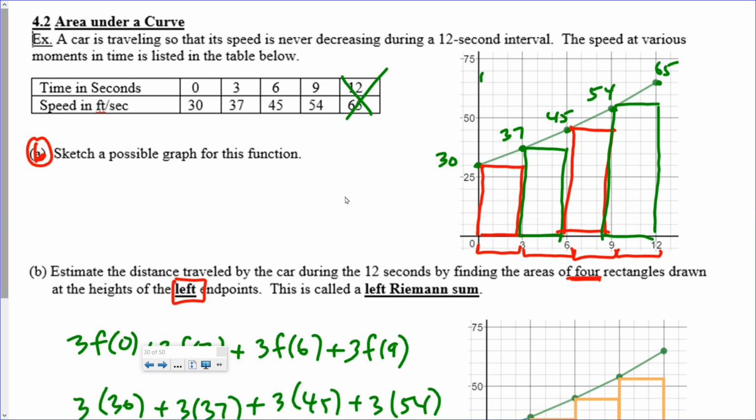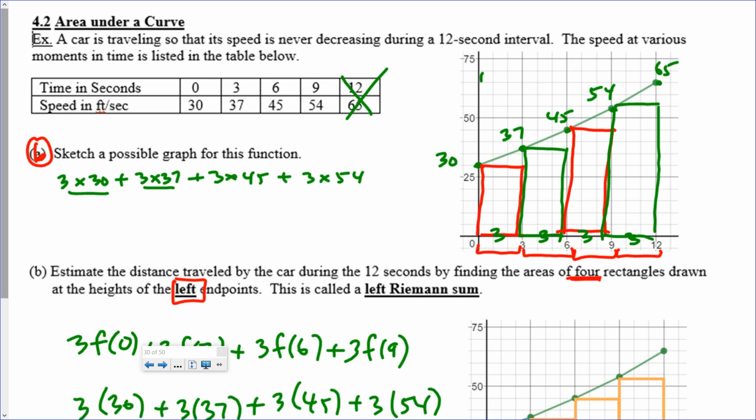So do you see the first rectangle? This width down here is 3. This width, 3, 6, and 3, the difference is 3. This width is also 3, and this width is also 3. They're not always the same, but in this situation, the way they gave it to us, they are the same. And we're just going to calculate the area of each rectangle. So it's 3 times 30 plus 3 times 37 plus 3 times 45 plus 3 times 54.